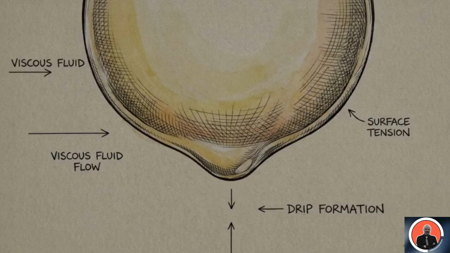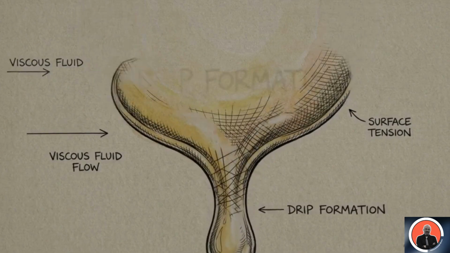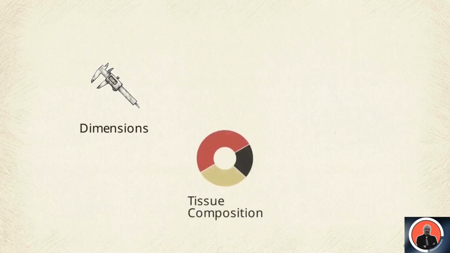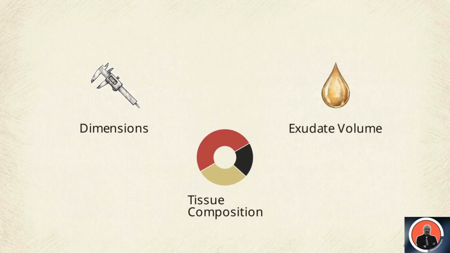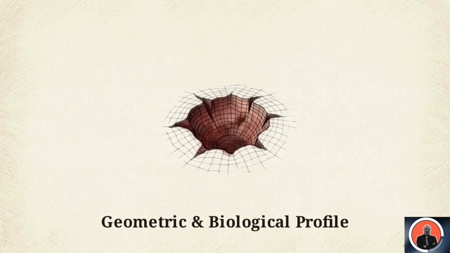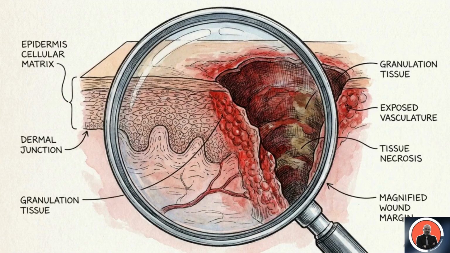The third predictive factor requires measuring and categorizing the volume of exudate, the fluid present within the wound bed. Combining these specific dimensions, the tissue composition and the exudate volume, builds a complete geometric and biological profile of the localized damage. Establishing these 3 quantitative baselines during the examination node is the only scientific method for tracking true tissue deterioration over time.